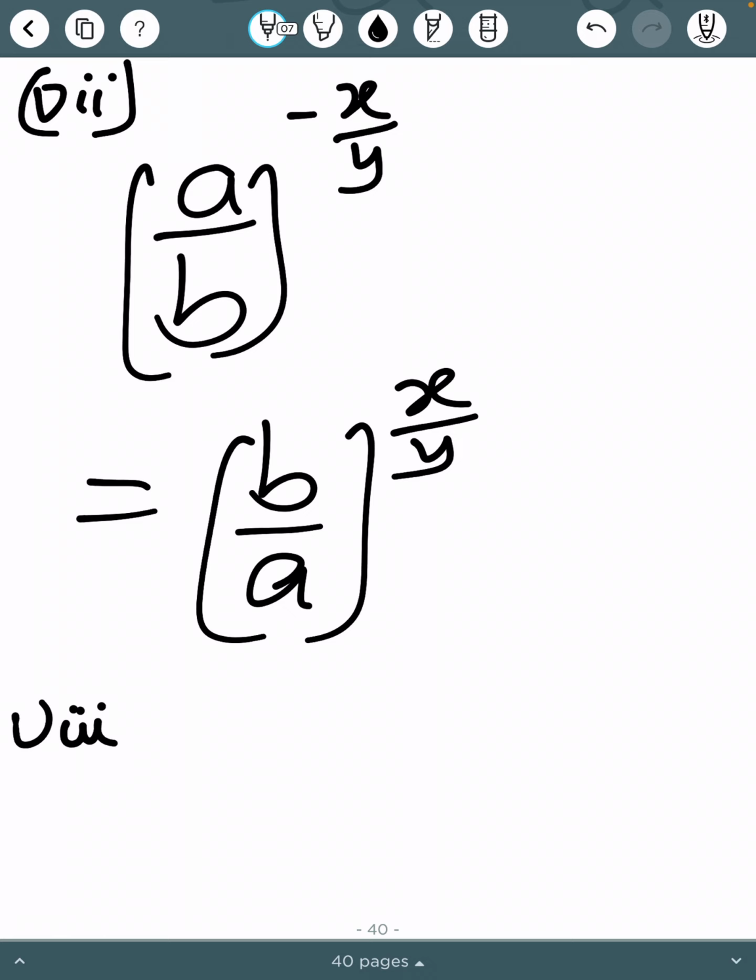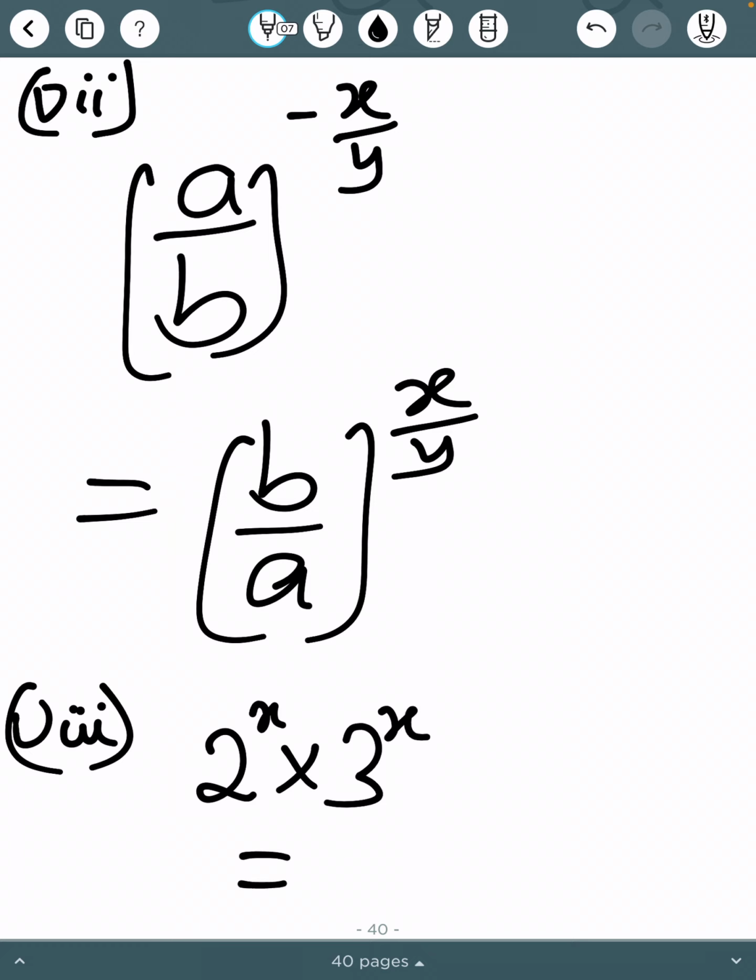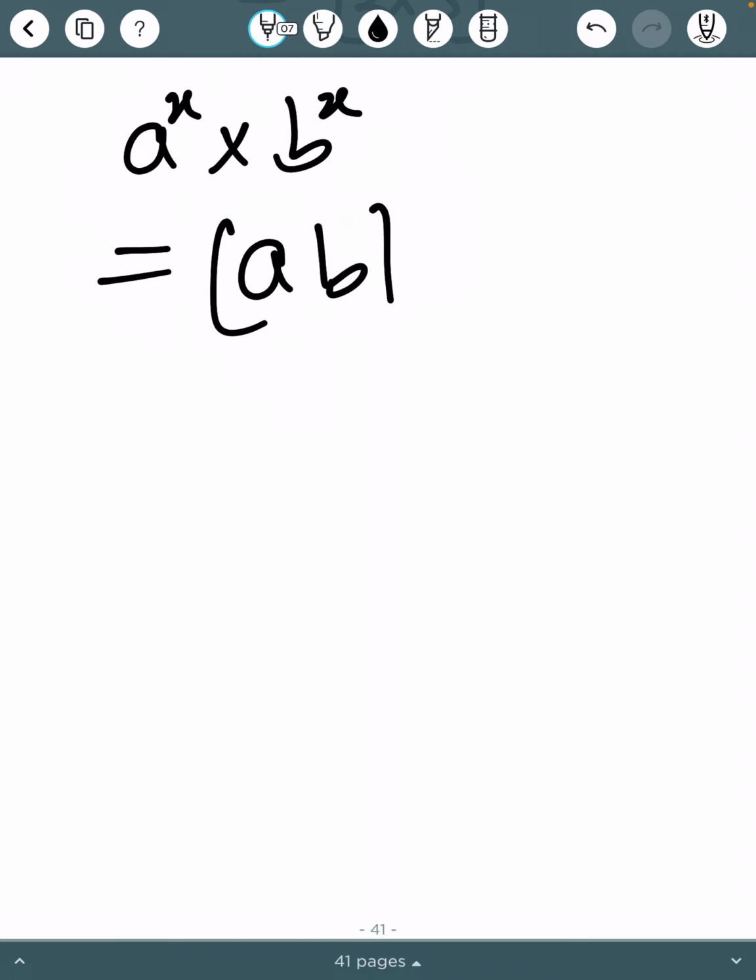I think I remember a last one which states that something like 2 raised to power x times 3 raised to power x should be treated like 2 times 3 raised to power x. So that means I can write that law as a raised to power x times b raised to power x should be treated as a times b raised to power x. Let's make that our last law of indices. Now let me continue with my exercise.